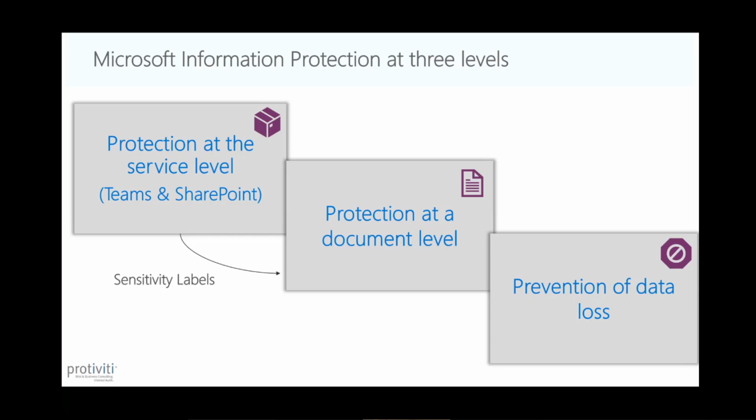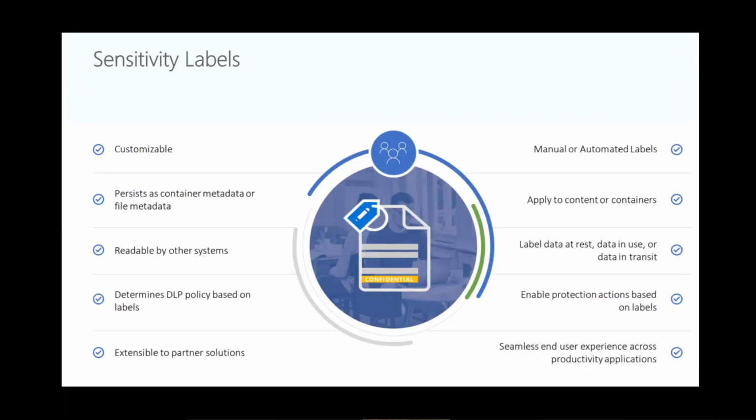There are two core areas where sensitivity labels are applied that we see the most effort. Number one, obviously, is at the document and content level, but you can also do it at a service level, at the container level. Now, what are sensitivity labels specifically? What's really important is that they persist with the file. That is key.